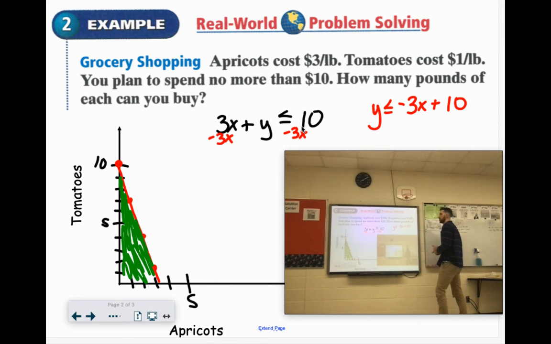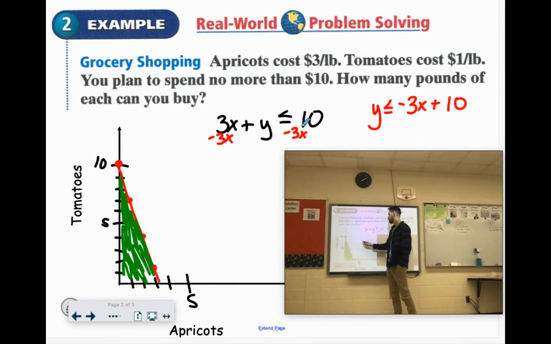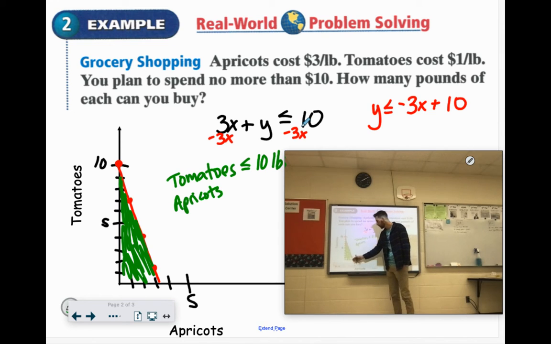How many pounds of each can you buy? Well, tomatoes we could buy 10 pounds. Tomatoes would have to be less than or equal to 10 pounds. And then apricots. Now this goes beyond 3 over here, so we could say less than or equal to 3 pounds of that. And it could be any combination in the middle here.